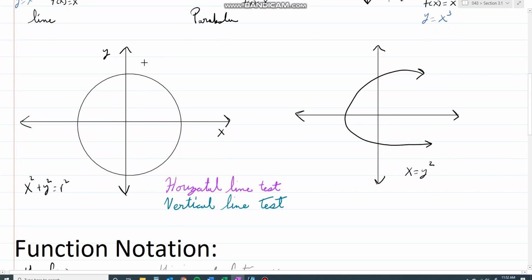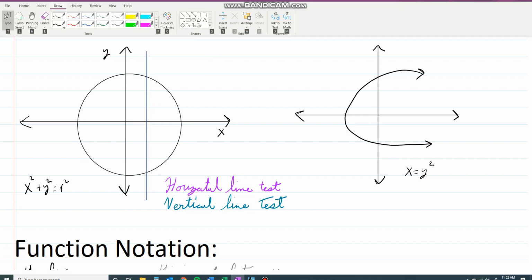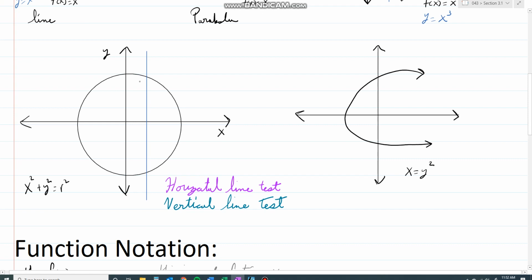So here I have a circle, and I'll draw a vertical line, and we can clearly see that this is not working. And we can also see that it's crossing twice, okay? And it would do that anywhere I drew it. So this is not a function, okay? A circle is not a function, and we showed by vertical line test that that's true.